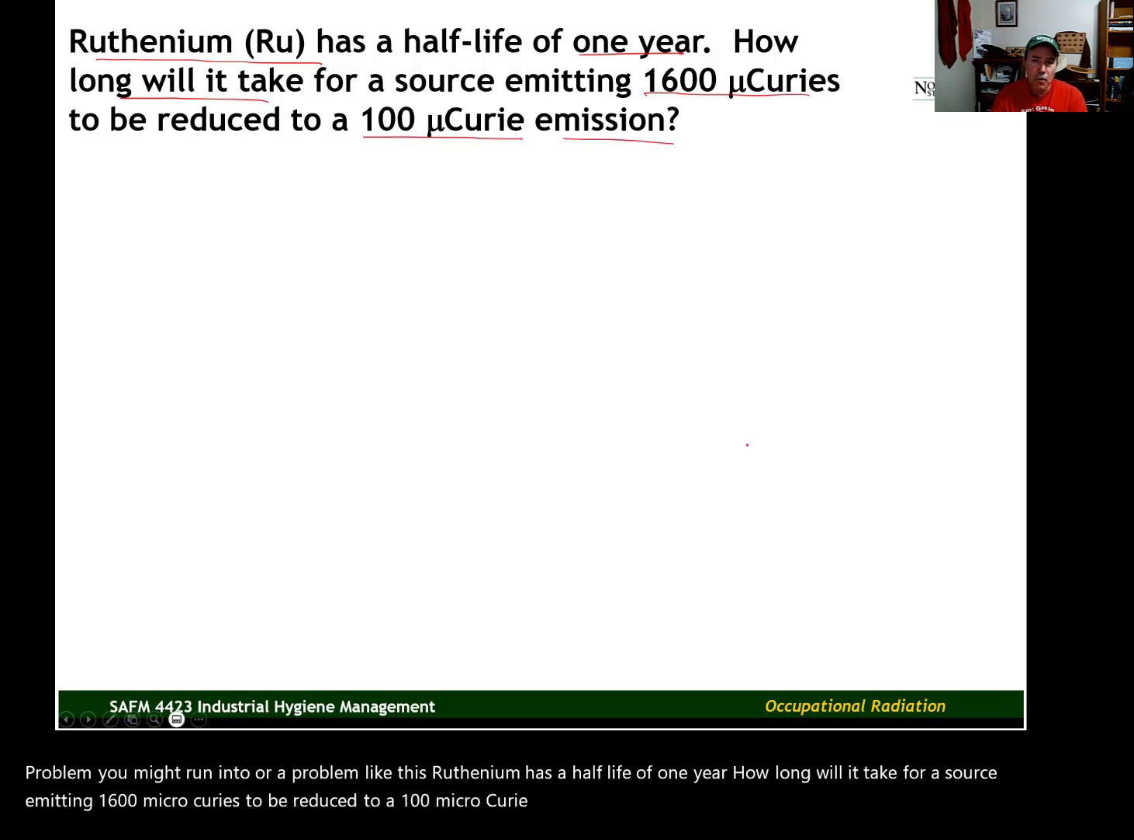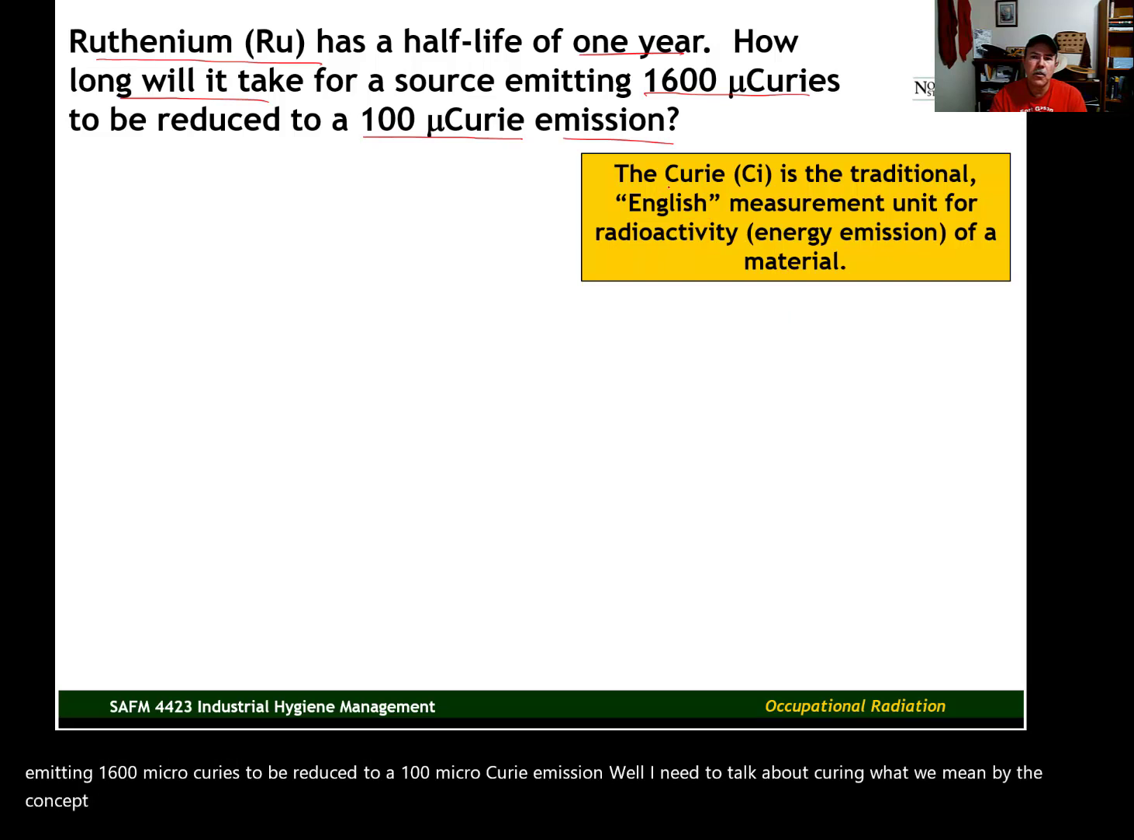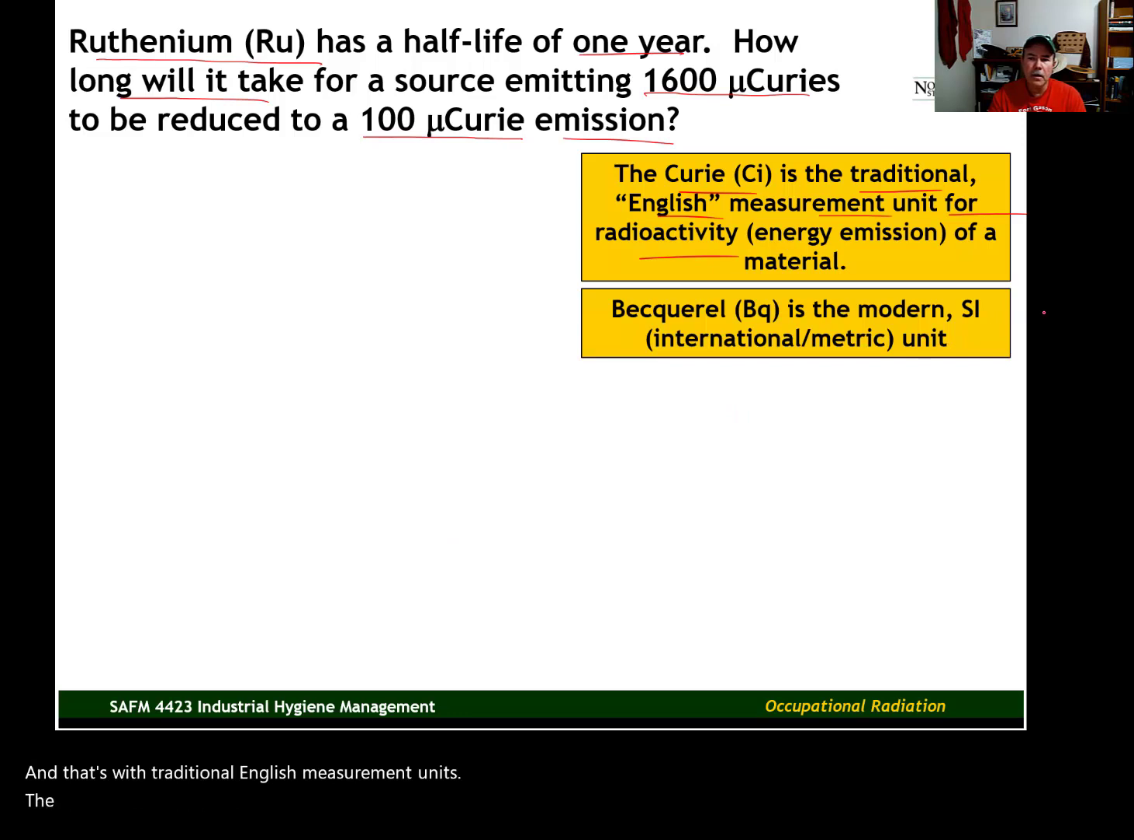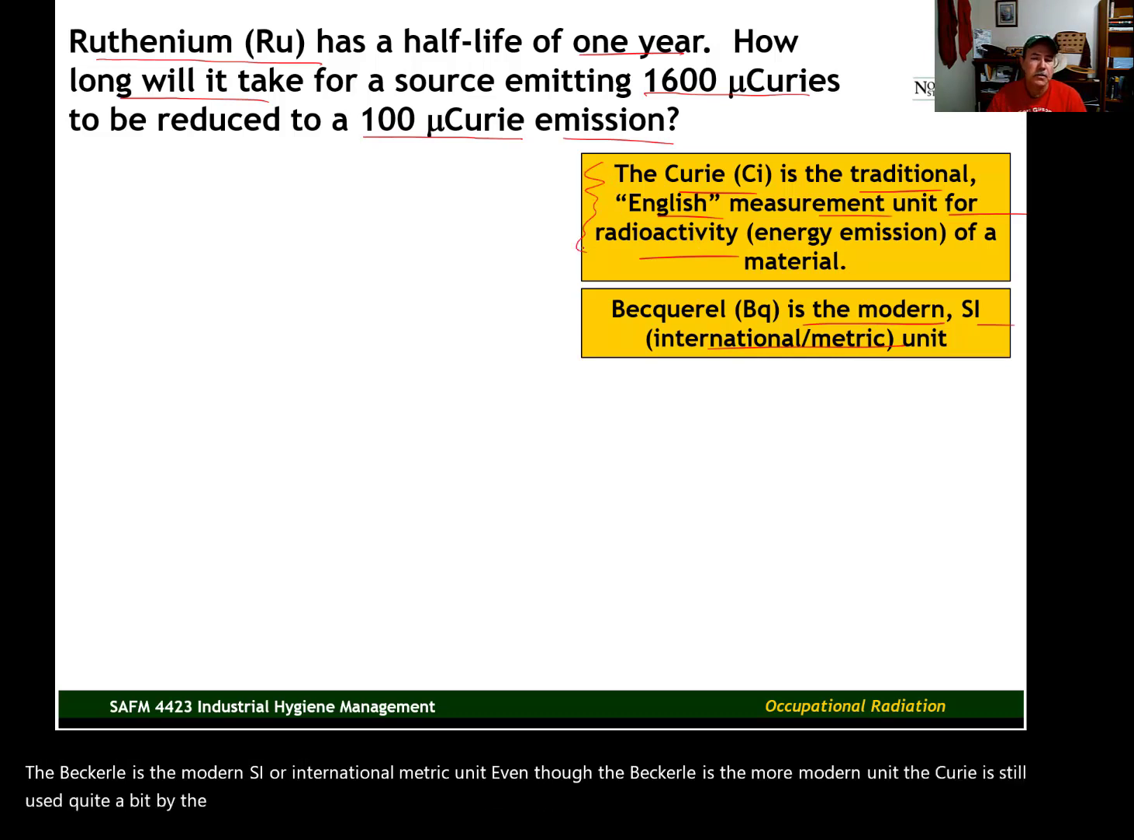Well, I need to talk about the curie, what we mean by the concept of curie. The curie is the traditional English measurement unit for radioactivity, or the energy emitted by a radioactive material. The becquerel is the modern SI, or international metric unit. Even though the becquerel is the more modern unit, the curie is still used quite a bit by the nuclear power industry, the medical industry, and other industries where they are dealing with the hazard of radiation.